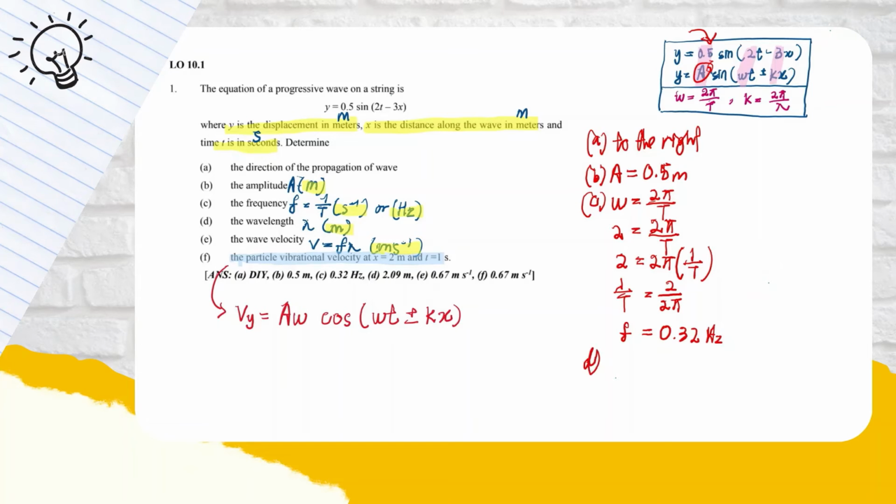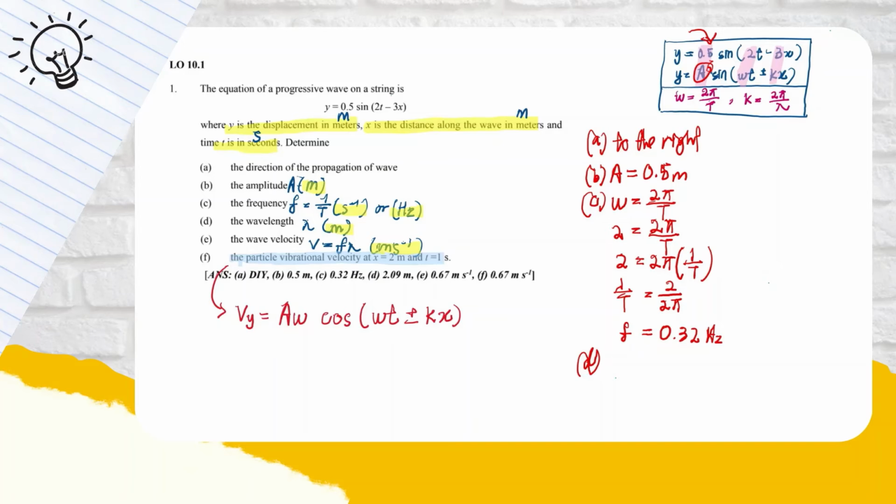Okay, D. The wavelength. Same as the frequency just now, from this equation we don't have any information about the wavelength, but we have the k. k is equal to 2 pi over lambda. So, k is equal to 3.